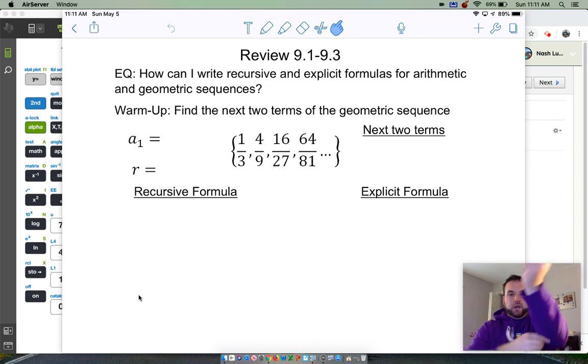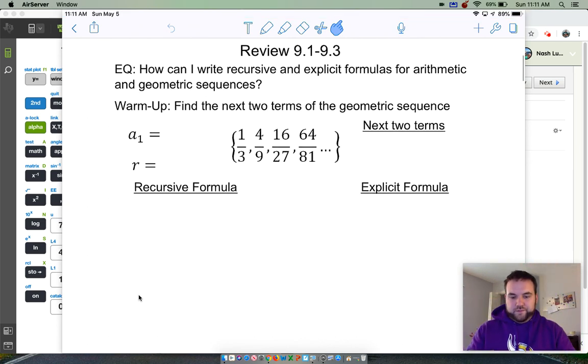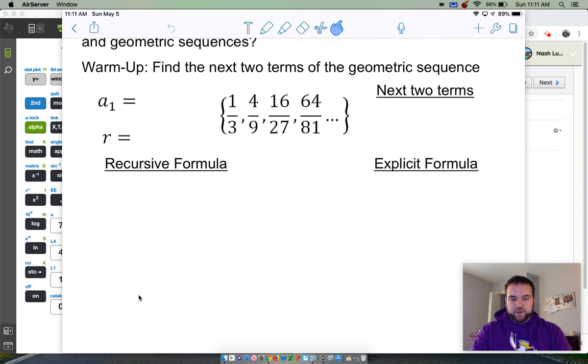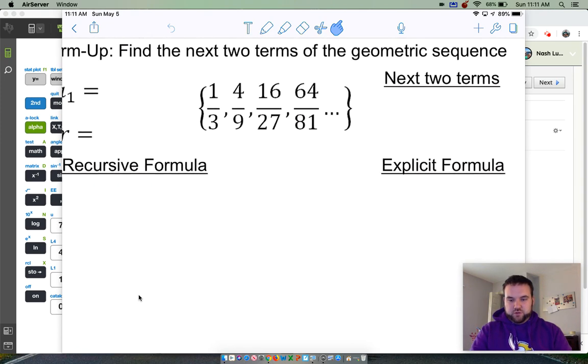All right, going to run through a quick review of sections 9.1 to 9.3. Our EQ is basically the same for the entire chapter. How can I write recursive and explicit formulas for both arithmetic and geometric sequences? So we're going to start with a little warm up, kind of just hit on all the bases. The point of this video is to make sure we have everything wrapped up and we're good to go. So find the next two terms of the geometric sequence.